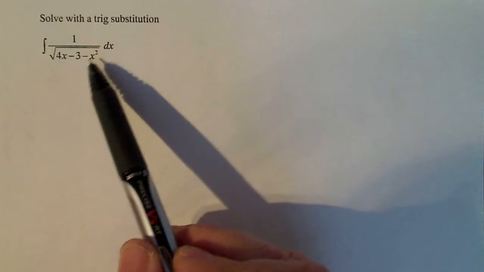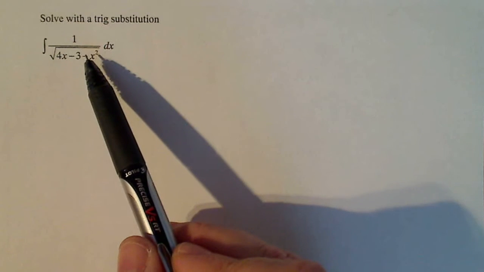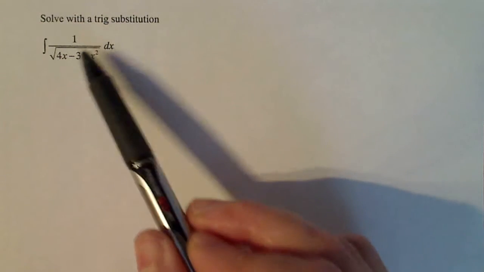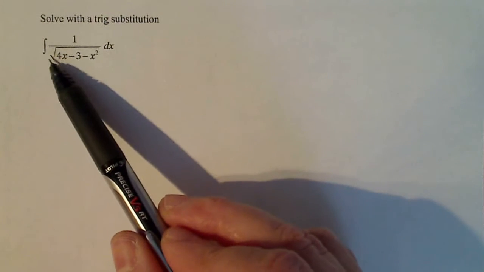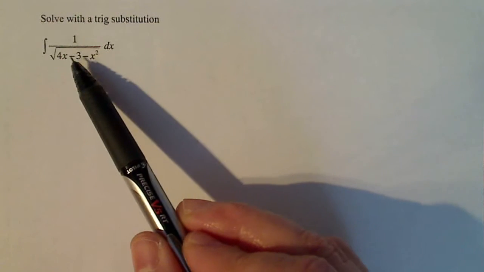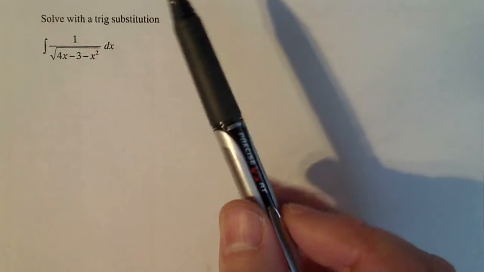A lot of students say, oh, I can factor that, and so I can use partial fractions, but partial fractions only works when you have a rational function. And a rational function is a ratio of two polynomials. That radical symbol forces that guy to not be a polynomial. So the denominator, not a polynomial, not rational, no partial fractions.